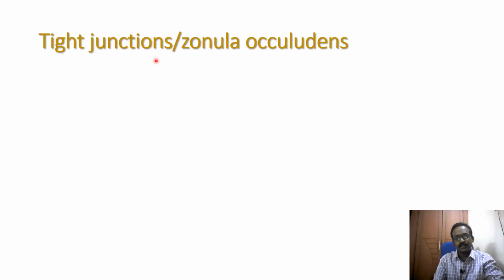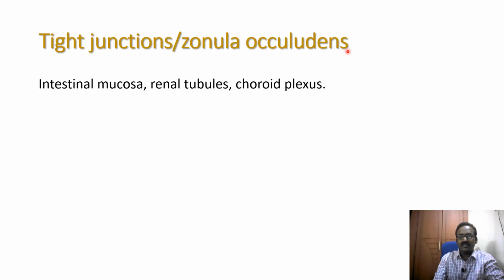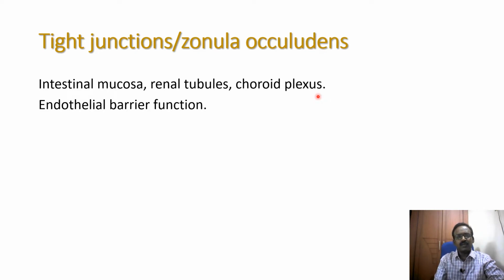Tight junctions, otherwise called the zonula occludens. The tight junctions are mainly seen in the apical margins of the cells, in the intestinal mucosa, renal tubules and choroid plexus. The tight junctions form the endothelial barrier functions. Mainly it forms the blood-brain barrier. It prevents the entry of toxic substances from the blood to the brain. It prevents the coma.